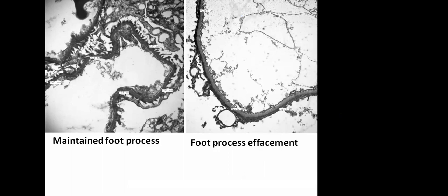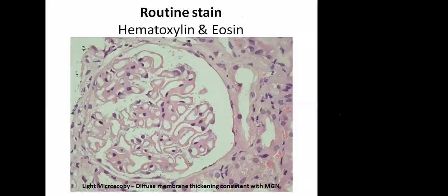Diseases like diabetes, hypertension, obesity can produce focal foot process effacement. If there is diffuse foot process effacement, there is a role of steroids and immunosuppressive therapy. But if there is very minimal or focal foot process effacement, you just need to correct the underlying pathology, which could be diabetes, hypertension, or obesity.